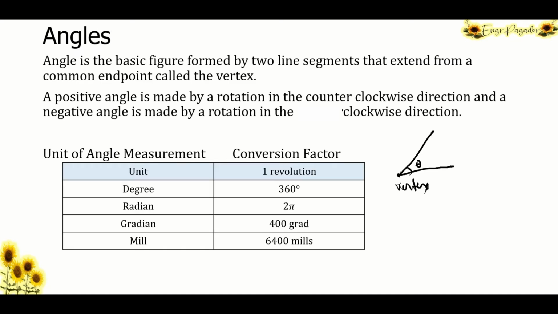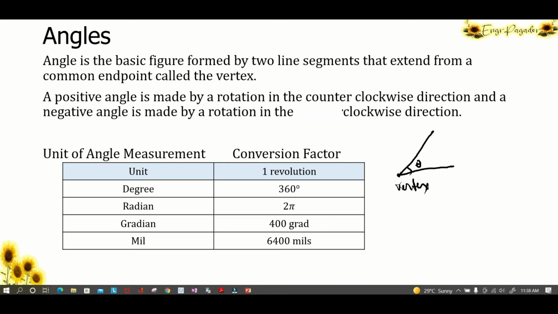So for the unit of angle measurement, we have 4 units here: degree, radian, gradient, and mil. For the conversion factor, for 1 revolution, for the degree we have 360 degrees, for radian 2 pi, for gradient 400 grad, and for mil 6,400 mils. So these are the different angle measurements and the conversion factor.